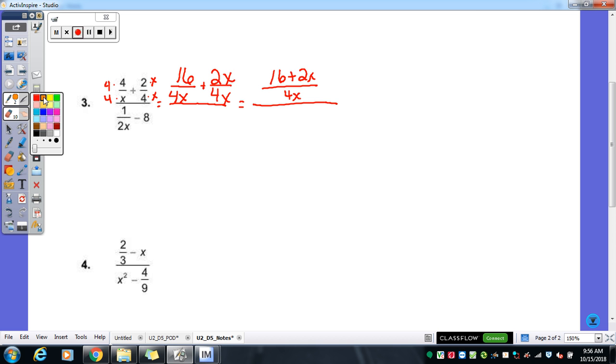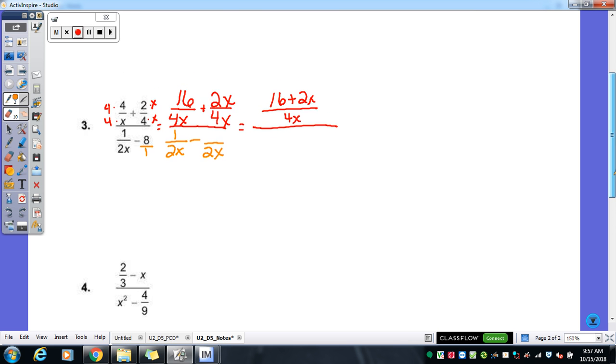All right, let's look at the denominator. We got a 2x and we got a 1 as our denominators there. So what should our common denominator be? 2x. So that first fraction's already over 2x. So I'm going to keep that as 1 over 2x. Second fraction, we're going to have to multiply that 8 times 2x. So that gives us a 16x. So we get 1 minus 16x over 2x. That's our denominator.